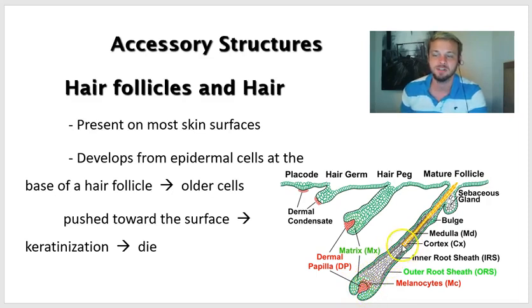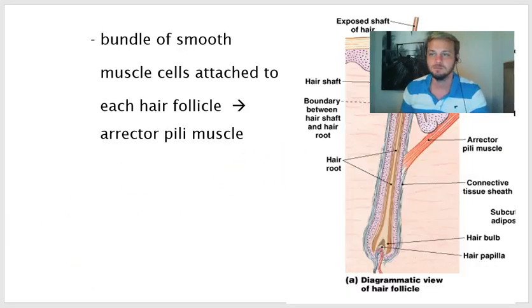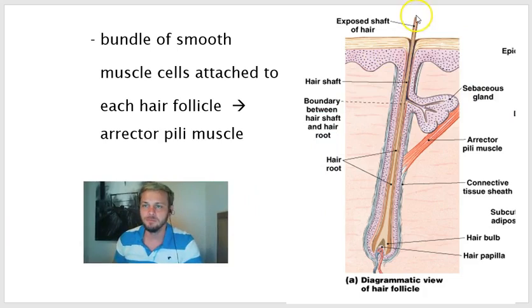And as they get pushed up, they're going to keratinize and they're going to die, just like the cells on the surface of your skin. When you're looking at a hair follicle, you have the shaft, which is going to be this part that is exposed. And then down here, you're going to have the root. You're also, here again is that dermal papillae. Here you're going to have a concentration of melanocytes to give your hair its color.